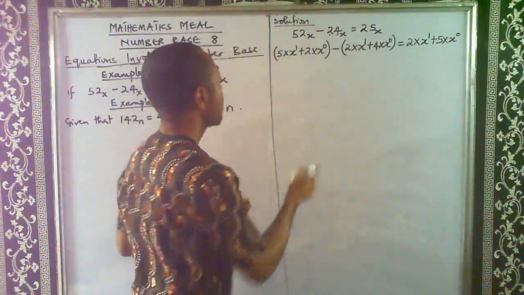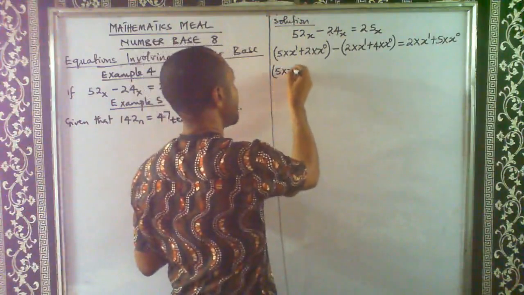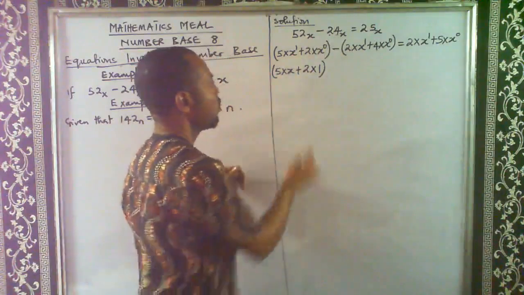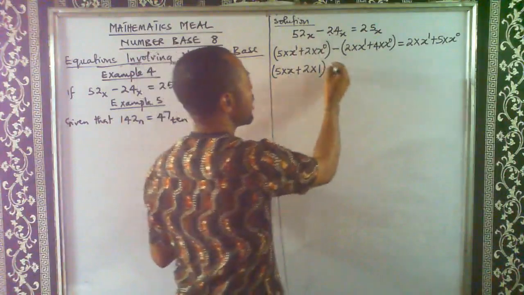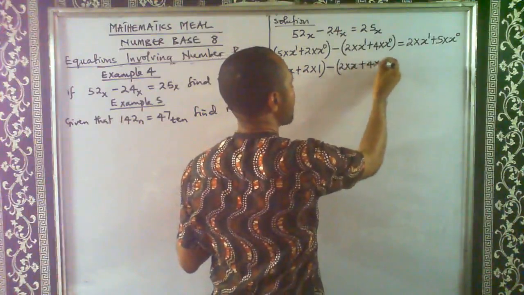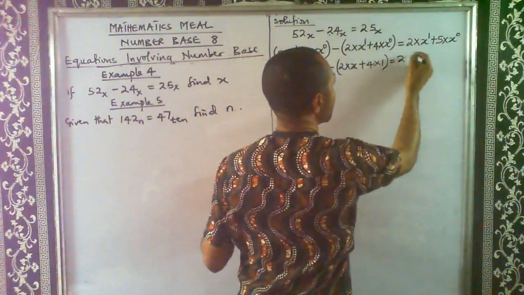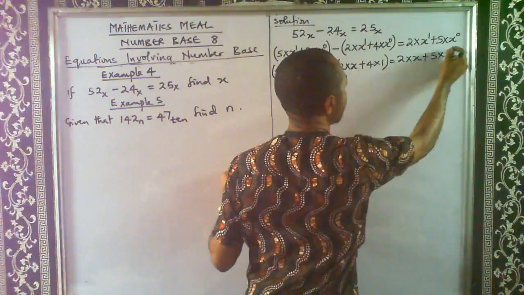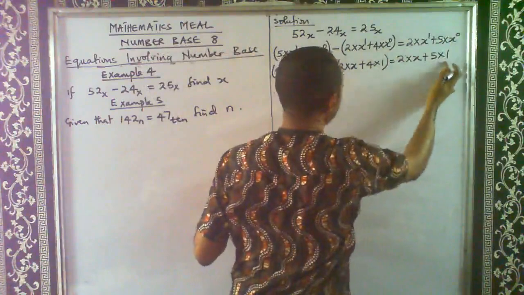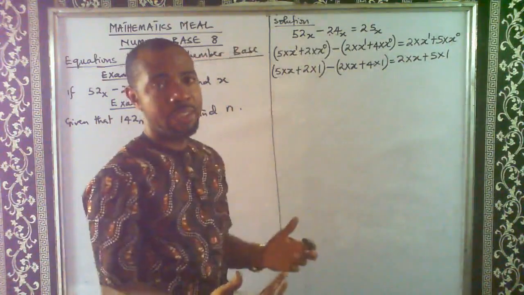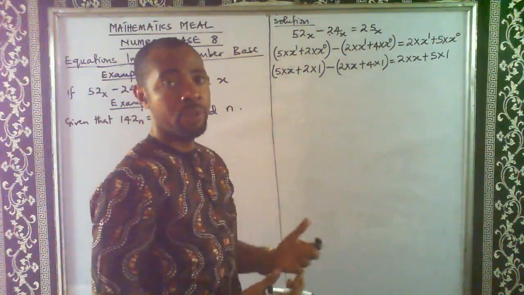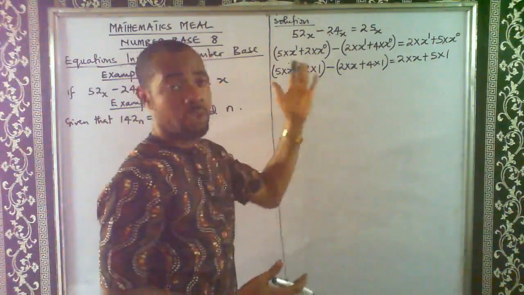All right, so we continue here. 5 times x plus 2 times 1, because x raised to power 0 is 1 and x raised to power 1 is x, minus 2 times x plus 4 times 1 equals 2 times x plus 5 times 1. We simplify further. That's the third step. Remember the third step in our last video. That's the steps involved in solving equations.